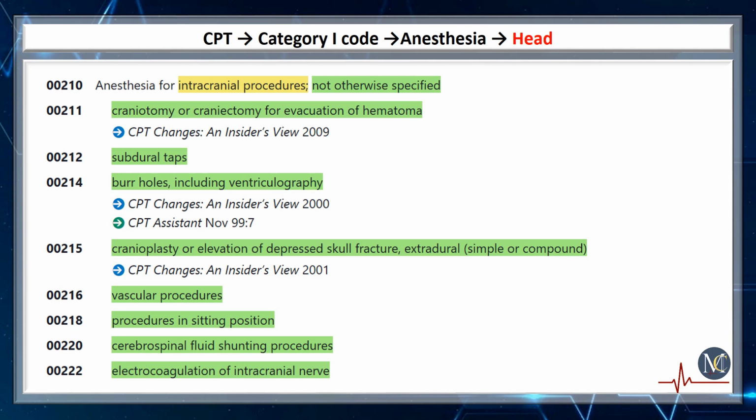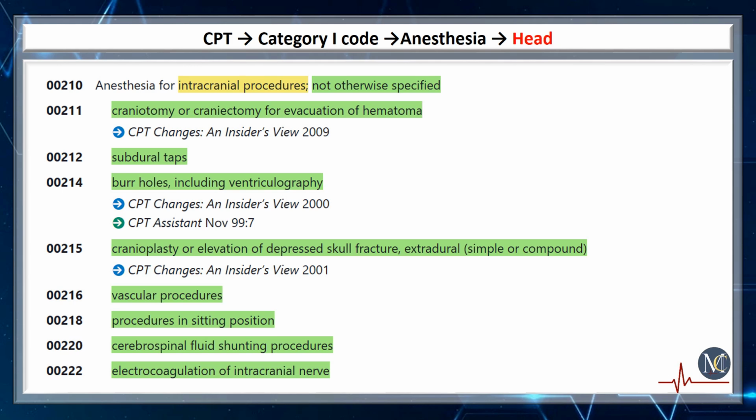Burr holes mean small holes. It means anesthesia service is given for making small holes. It includes a process in which an X-ray is taken after the removal of cerebrospinal fluid from the ventricle of the brain and injection of suitable contrast media to diagnose central nervous system abnormalities.